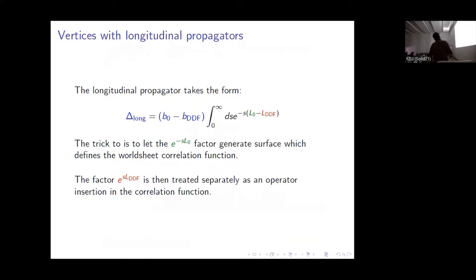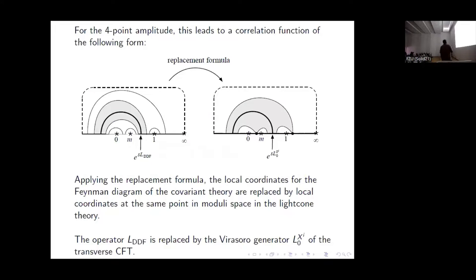Okay, so the final thing is to see what is happening with this longitudinal propagator. The longitudinal propagator can be expanded in terms of a Schwinger parameter S like this. So we have L0 minus LDDF. We will consider this L0 to generate some world sheet inside our correlation function, and this LDDF we will just treat separately as an operator insertion in the correlation function.